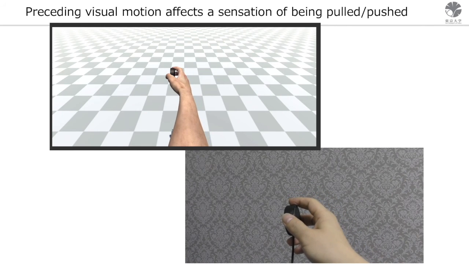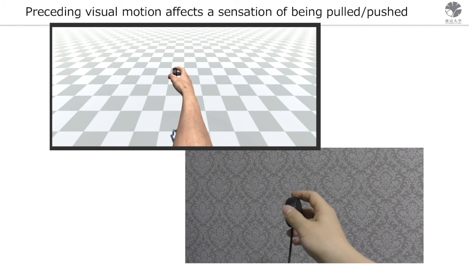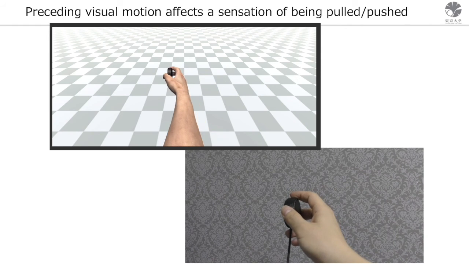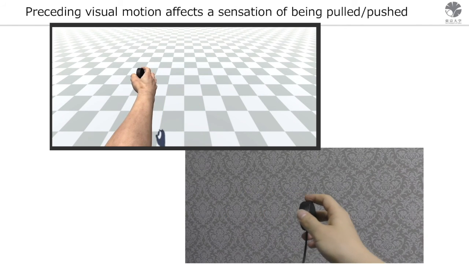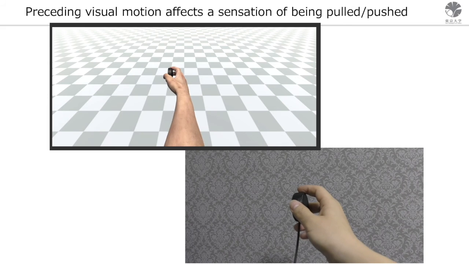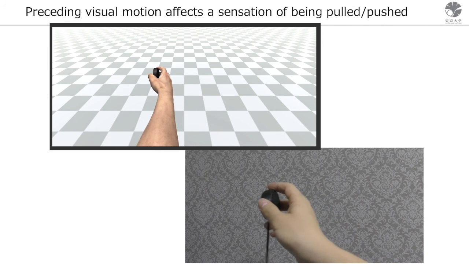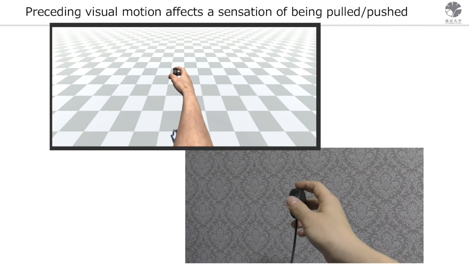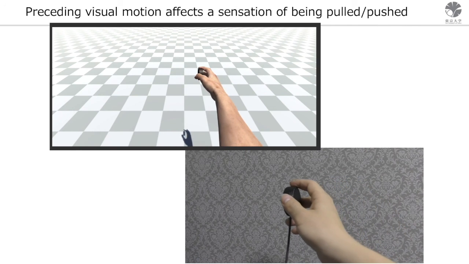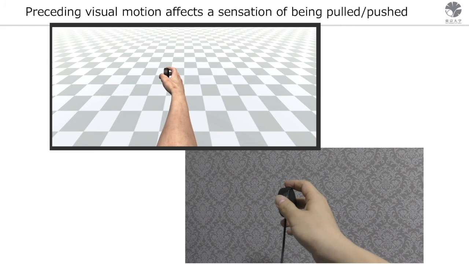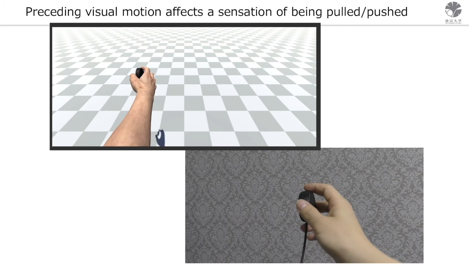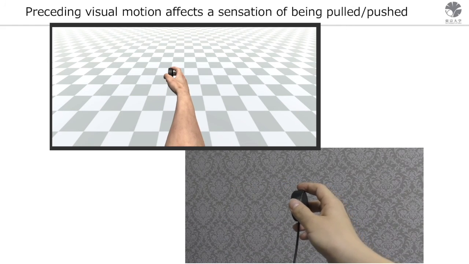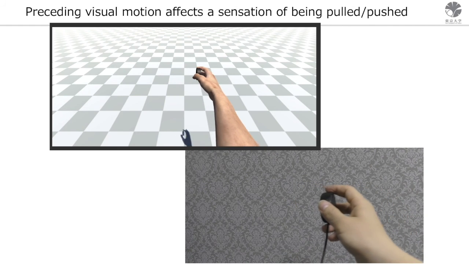So in the virtual reality system, the temporal onset of the visual and haptic information can be varied. In this case, the preceding visual information can help to perceive the sensation of being pulled or pushed. The future work includes finding the temporal difference between the visual motion and haptic information.